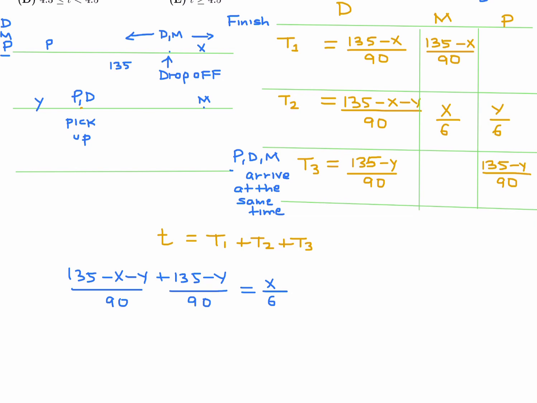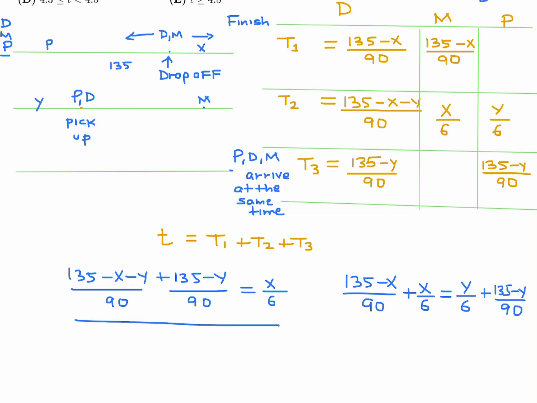And in a very similar way, we can compare Molly and Polly. Comparing Molly and Polly, their total times are the same. The time it takes Molly to be on the bike and then walking is basically her entire journey, is the same amount of time as the entire journey for Polly, which is an initial walk and then a motor ride. So that means that 135 minus x over 90 plus x over 6 is equivalent to y over 6 plus 135 minus y over 90.